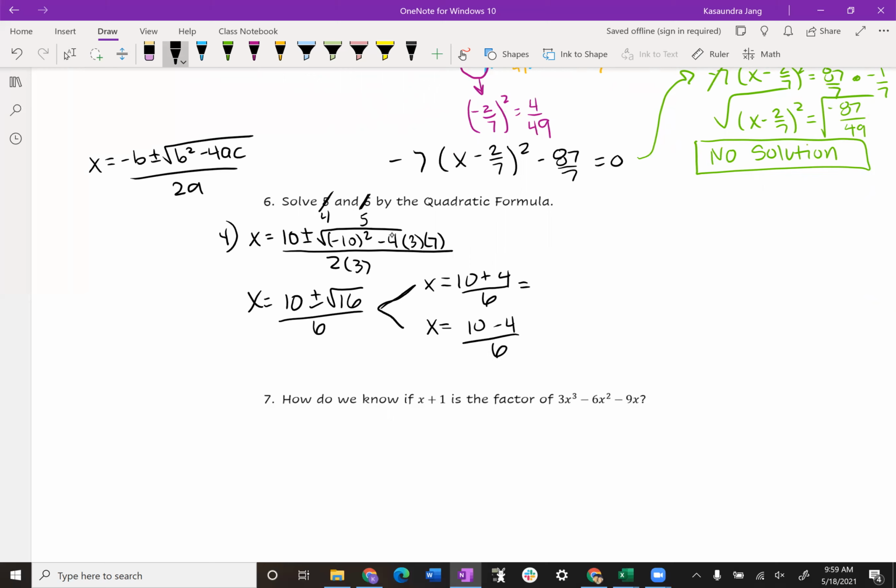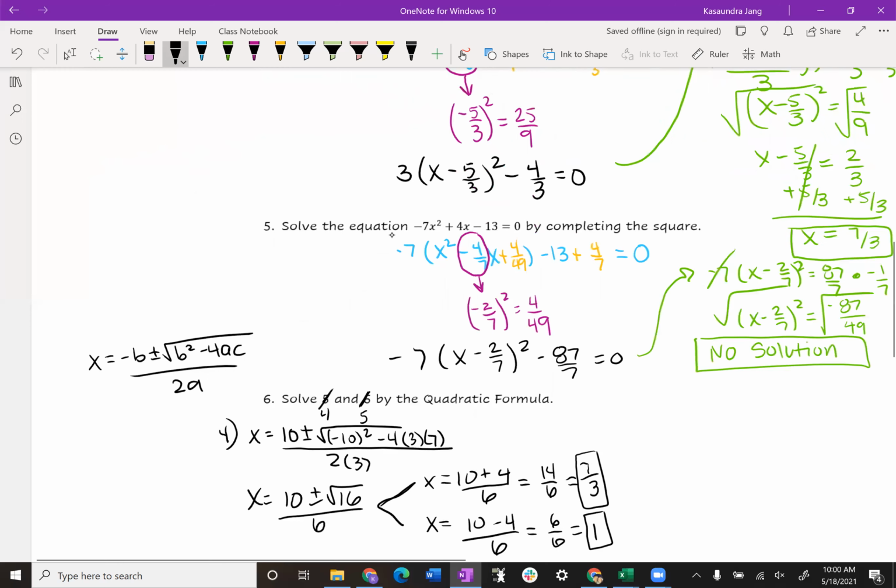Okay, so 10 plus 4 was 14 over 6. 10 minus 4 is 6 over 6. All right, so I actually got 2 answers. This I can reduce down. Since they're both even numbers, I can divide them both by 2. I get 7/3. And 6 over 6 is 1, so I actually got 2 answers, 7/3 and 1.